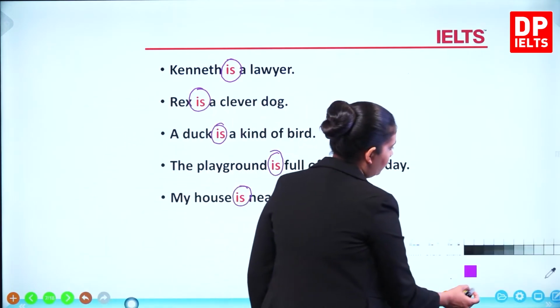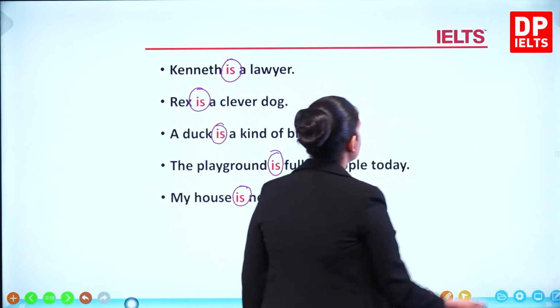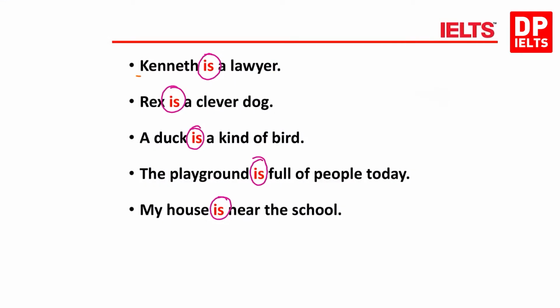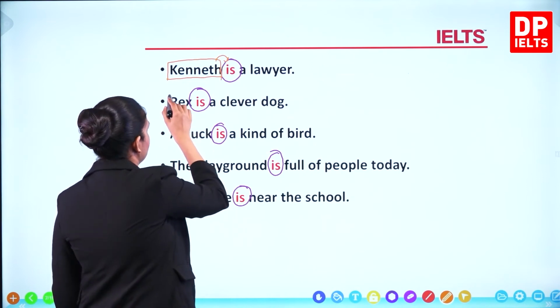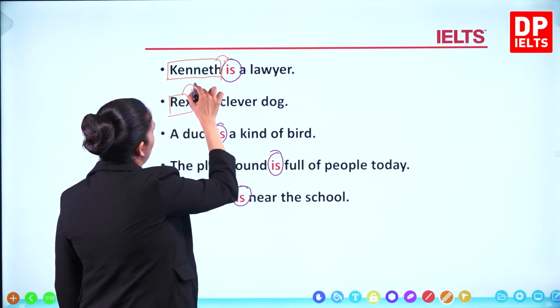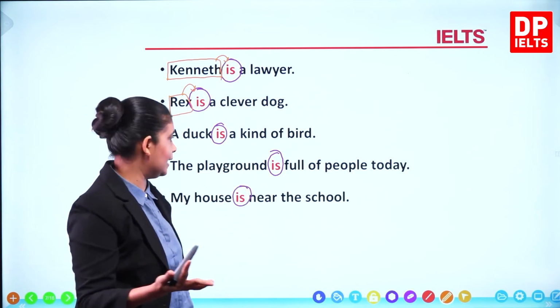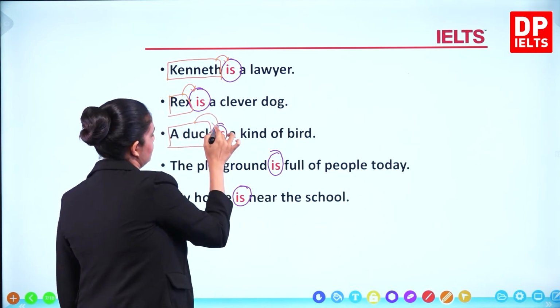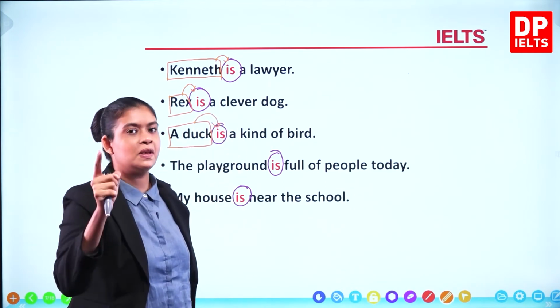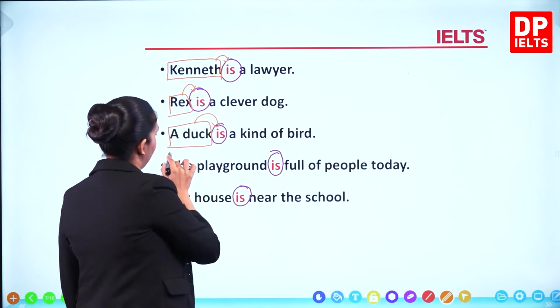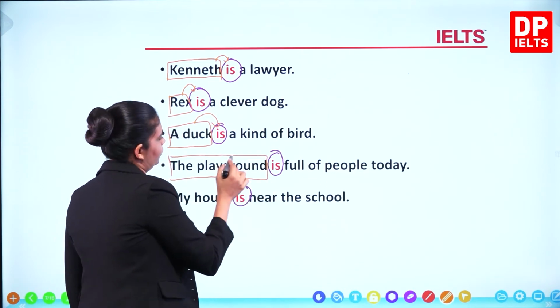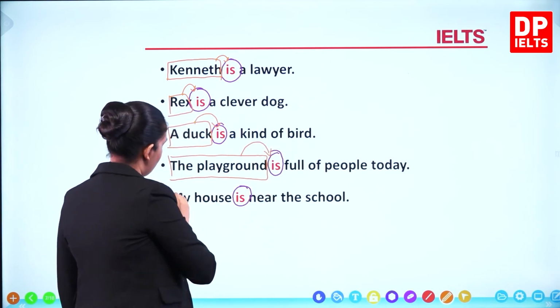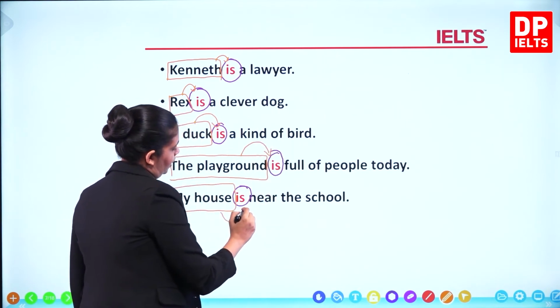Let us have a look at why we are using those be verbs. Kenneth is singular, so therefore we use is. It's a person, one person. Rex is one dog, so therefore we use is. A duck is one animal, so we use is. The playground, it's a specific one, right? The playground. So therefore we use is. My house is just one, so therefore we use is.